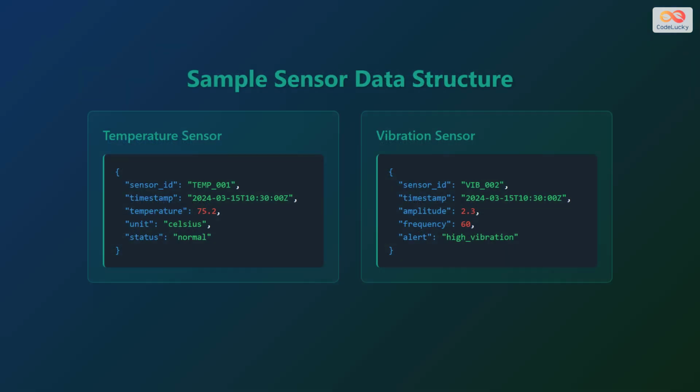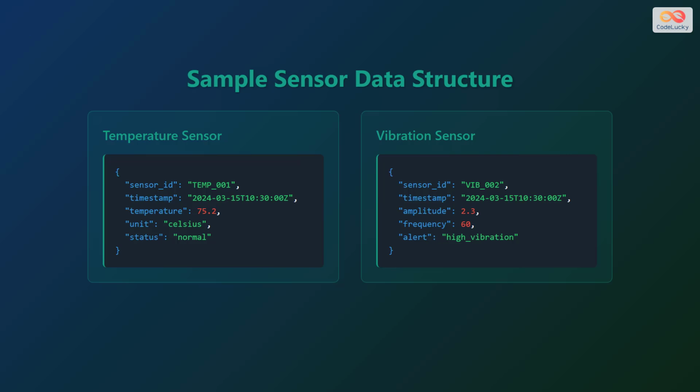Sample sensor data structure. Let us see an example of temperature sensor data. It contains sensor_ID, for example, temp_001. Then we have timestamp, for example, 2024-03-15T10:30:00Z. Then we have temperature 75.2 units Celsius and status normal.